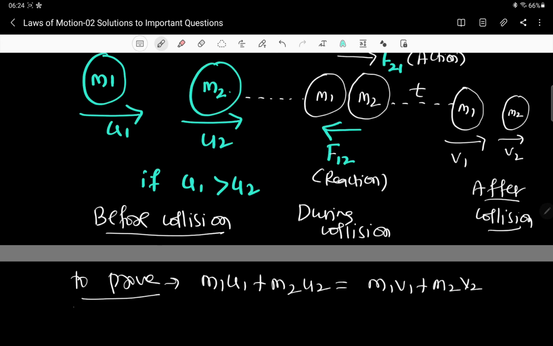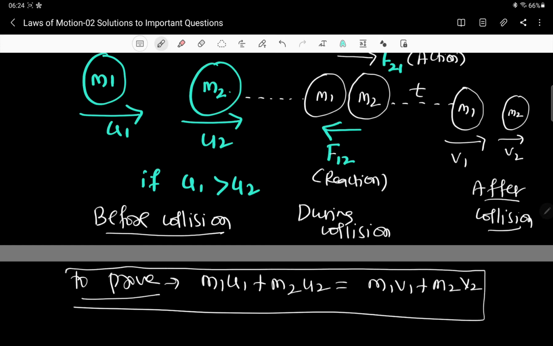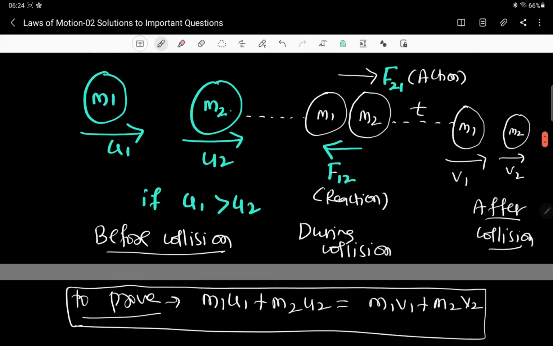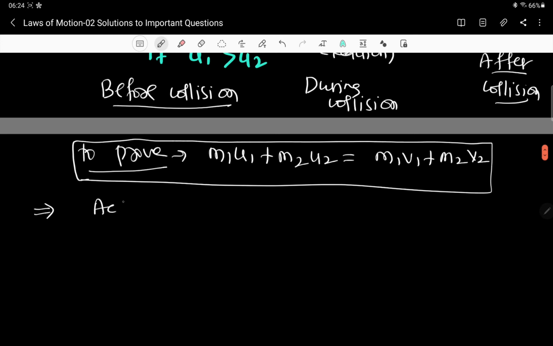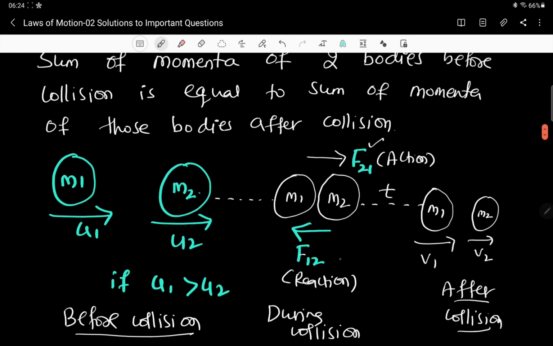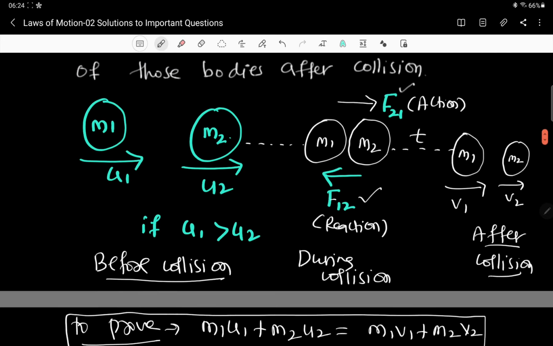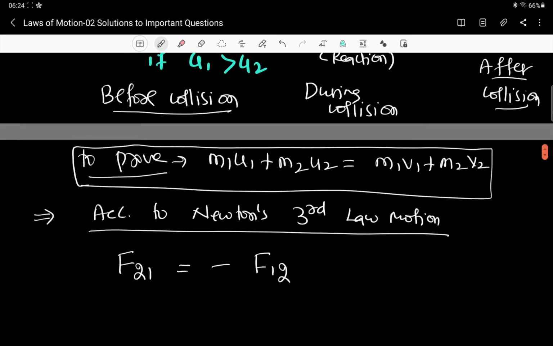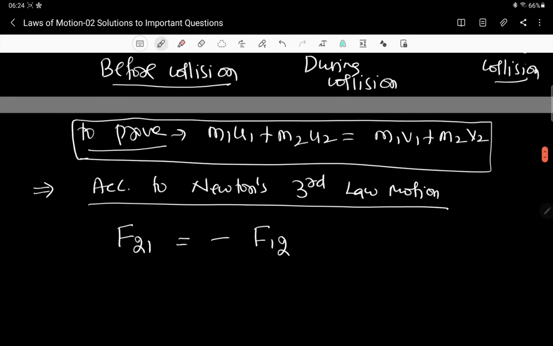So we'll try to prove it. Now look at this. F21, you understand, no? According to Newton's third law of motion, can we write F21 is equal to minus F12? Of course. Why? Because F21 and F12 are equal and opposite, no? Magnitude wise they are the same, but they are opposite. So that's why I have written F21 equal to minus F12.